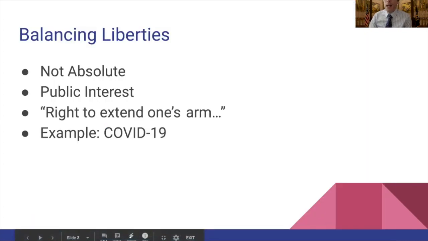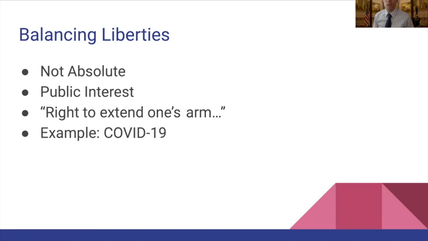So let's look at how we balance these liberties, because one of the important things that we've discussed is that liberties and the protections granted in the Constitution are by no means absolute, right? Freedom of speech, as we will see, for example, does not mean that you have the freedom to say whatever you want to, okay?